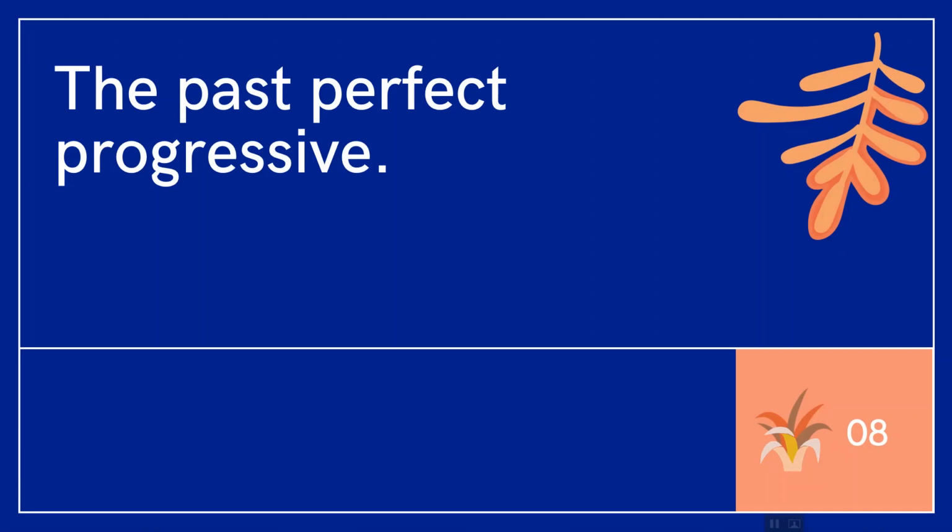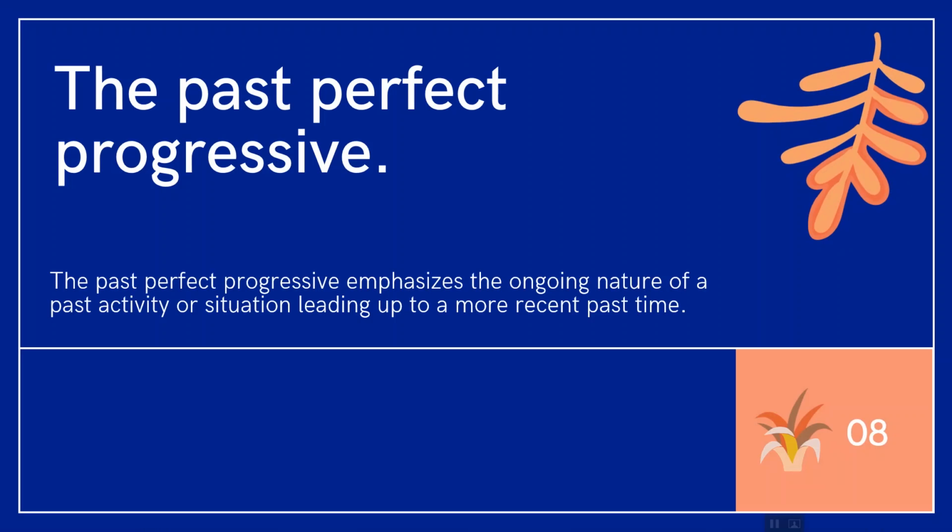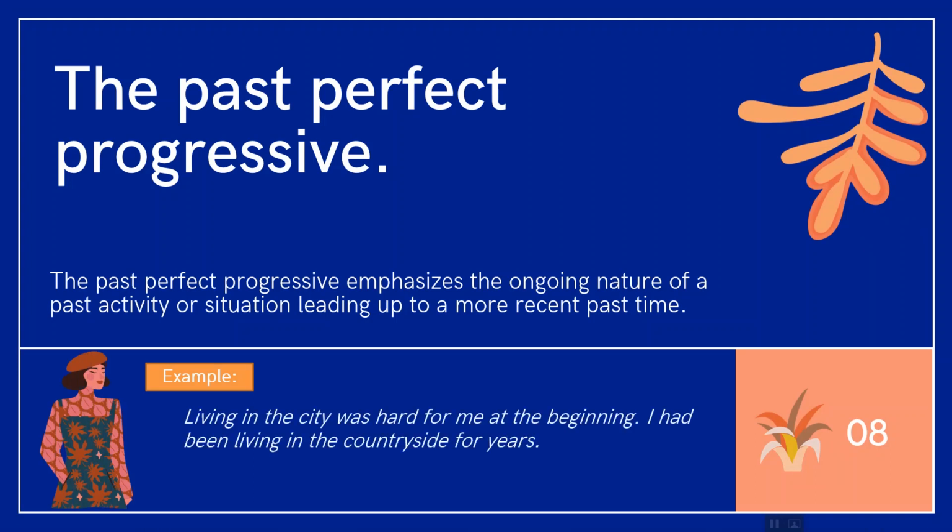Now, let's continue. In this case, we're going to talk about the past perfect progressive, okay? Let's remember that this emphasizes the ongoing nature of a past activity or situation that takes us to a recent past time. For example, living in the city was hard for me at the beginning. I had been living in the countryside for years. So, if you see, I am talking about an event that was in progress. I had been living in the countryside for years, but then living in the city was hard for me, and I am giving the reason why.